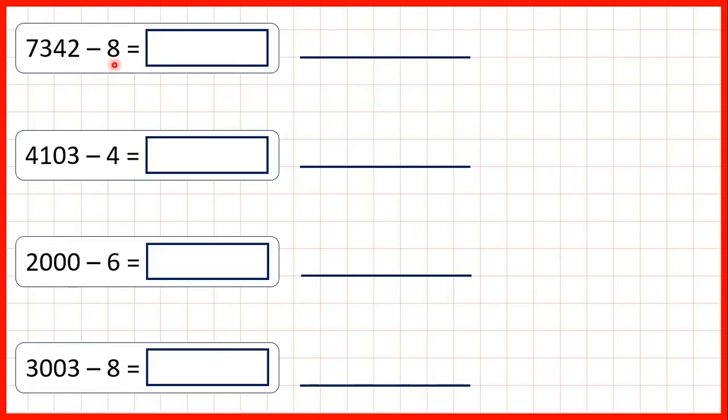Now we need to subtract a single digit number from a 4-digit number. So for this first question, we start with 7,342 and we need to subtract 8. Well, we can subtract 2 to get to 7,340, and then if we want to take away 8 and we've already taken away 2, we need to take away another 6.